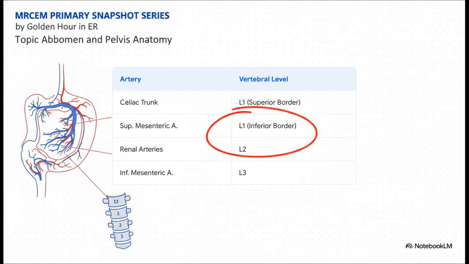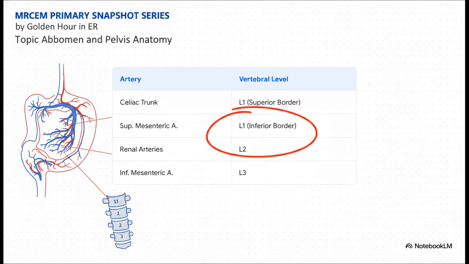Right. Let's lock these levels in right now. I've got a simple mnemonic that makes this a piece of cake. Just think, celery soup is really important. So you've got celiac at L1, superior mesenteric also at L1, renal at L2, and inferior mesenteric at L3. They just peel off in perfect order.